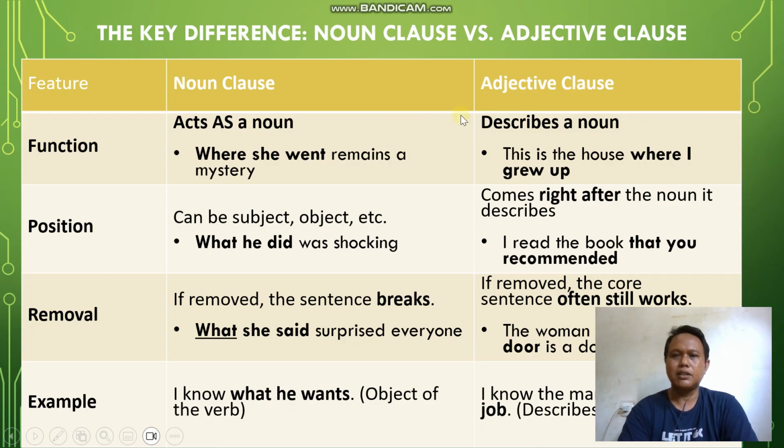Adjective clause, the function. The function of an adjective clause is to describe a noun, to give information. For example, this is the house where I grew up. The house is an object. An object must be a noun. So where I grew up gives information about the house.